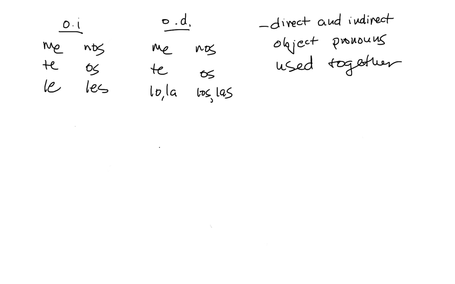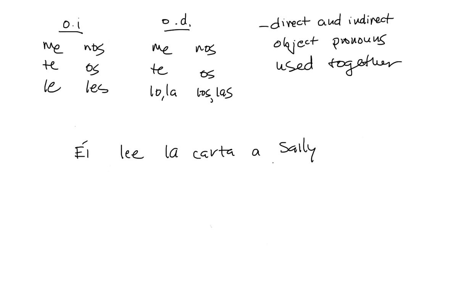Okay, now we'll look at direct and indirect object pronouns used together. Let's go back to the sentence we had in that last lesson. Él lee la carta. Whoops. Erase that. Él lee la carta. Who was it? Sally.